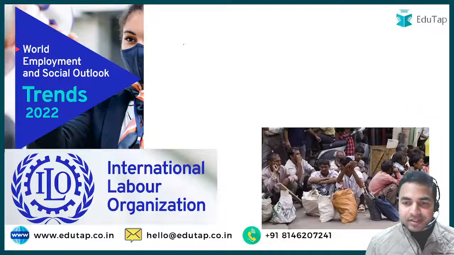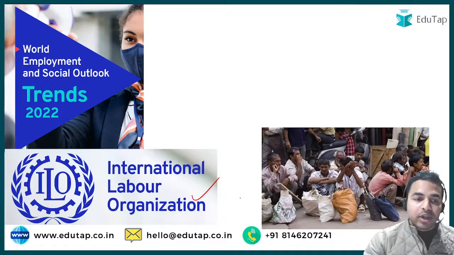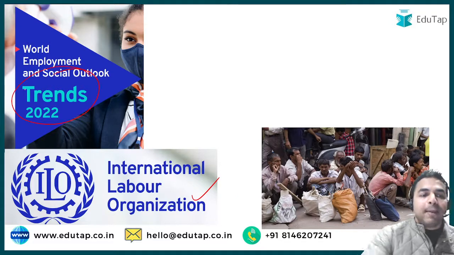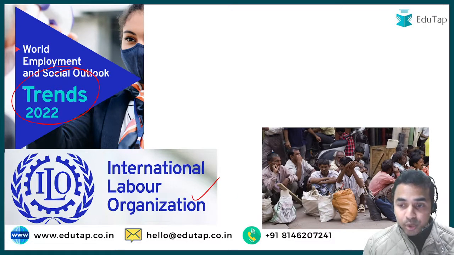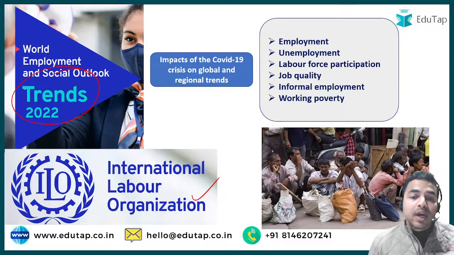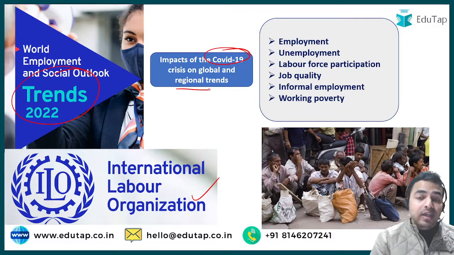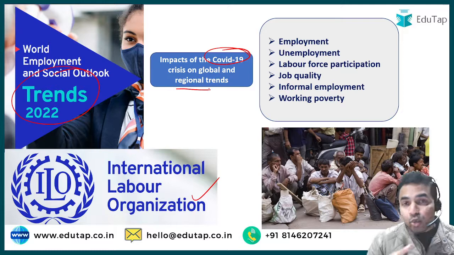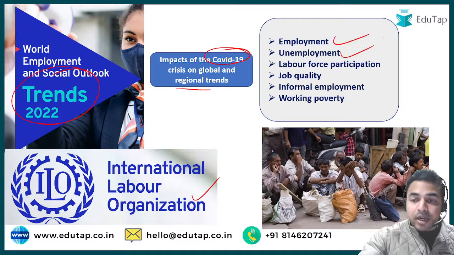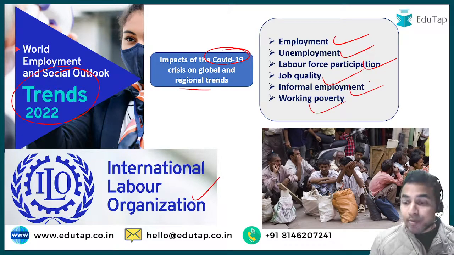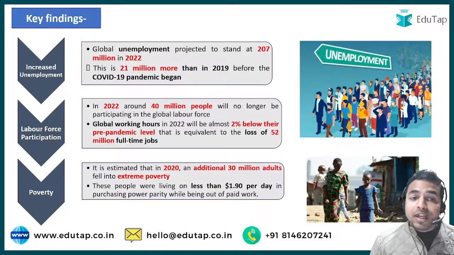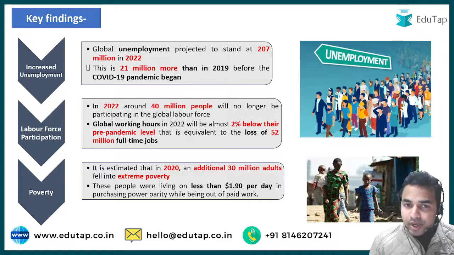So here let's discuss this report in much more detail. Here you can see that the International Labour Organization has released the World Employment and Social Outlook Trends 2022, and this report assesses the impacts of the COVID-19 crisis on global and regional trends, and it shows their impact across various parameters such as employment, unemployment, labor force participation, job quality, informal employment, and working poverty.